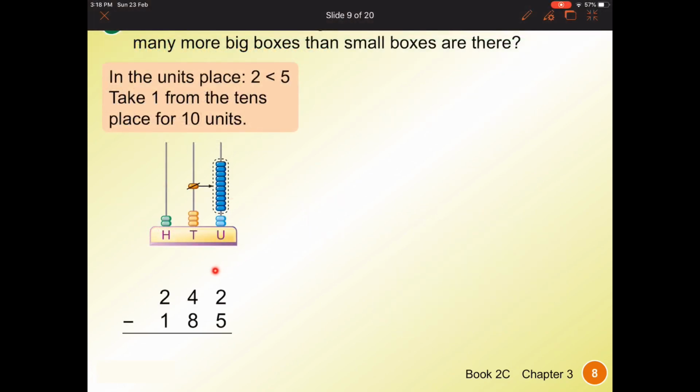Let's work with the units place first. 2 is smaller than 5. So we'll have to take 1 from the tens place for 10 units. And be sure to cross off the digit 4 in the number on top, and then mark it with a little 3 above. And also be sure to mark the little 10 above the digit 2.